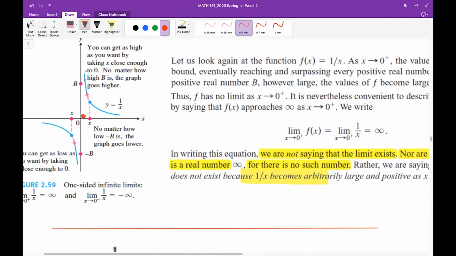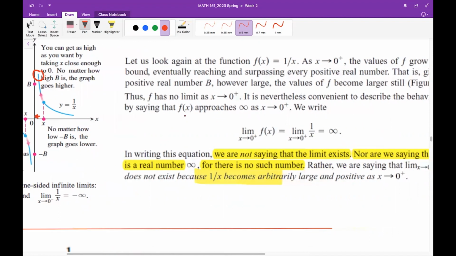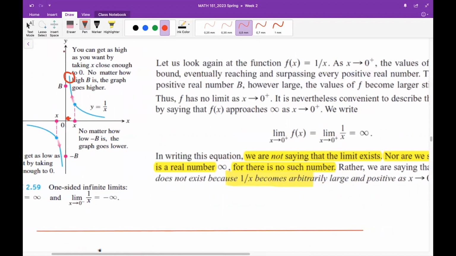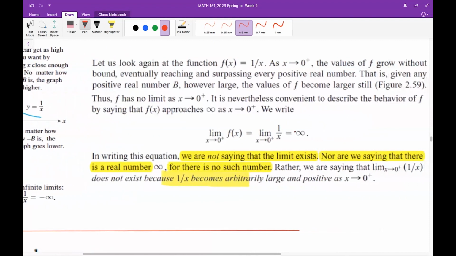So you see that as x goes to 0 from the right, look at the values. The values get as big as you want, and this kind of behavior is described by putting this limit equal to infinity, okay?